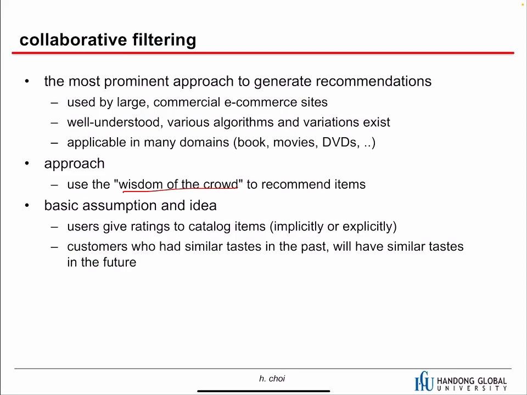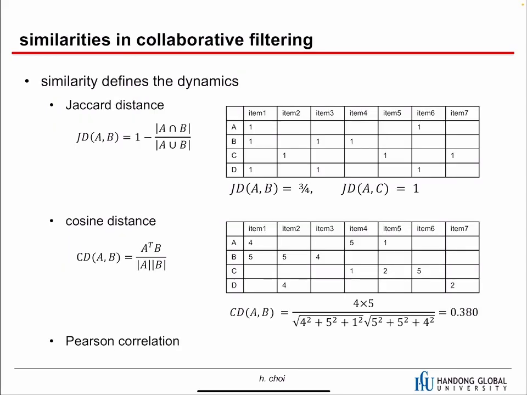So we have a feedback, okay? And then the next assumption is that customers who had similar taste in the past will have similar taste in the future. That is the assumption. So the important question is how to calculate the similarities between the items. Okay, that's the main point of collaborative filtering.